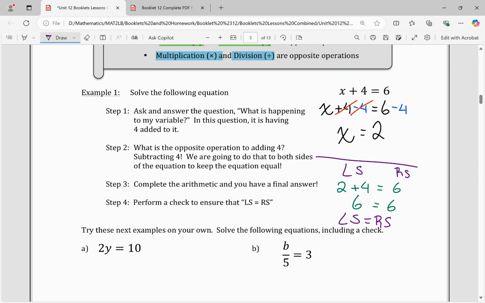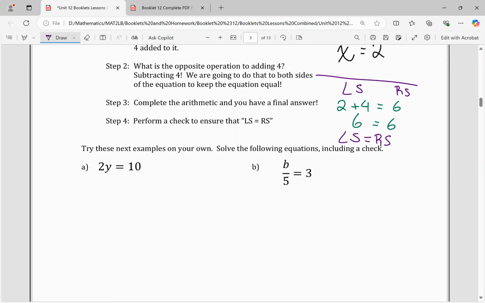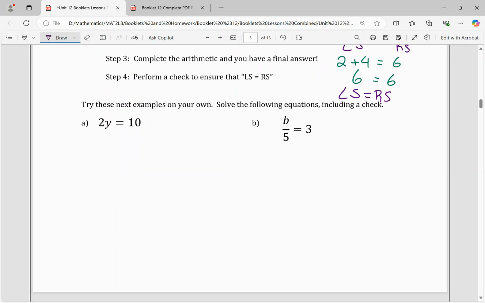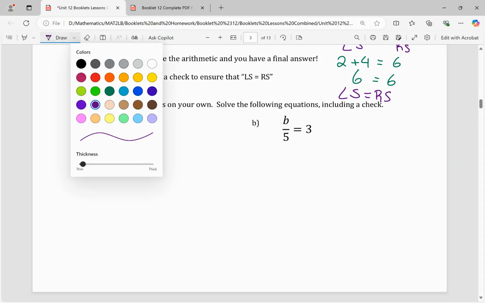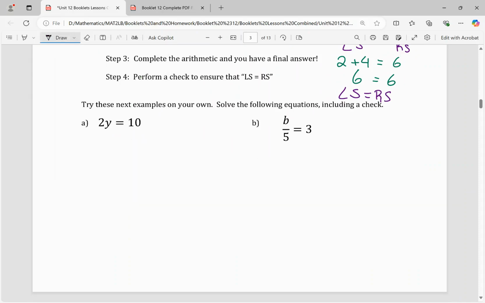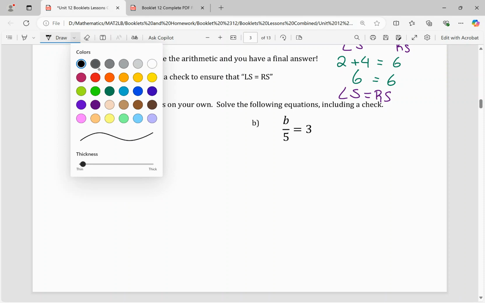Okay, let's try a couple more. So our next example is 2y equals 10, and we're trying to isolate for y. We want y to be by itself. So what we're going to do is get rid of the 2.